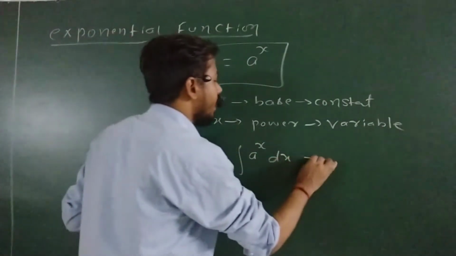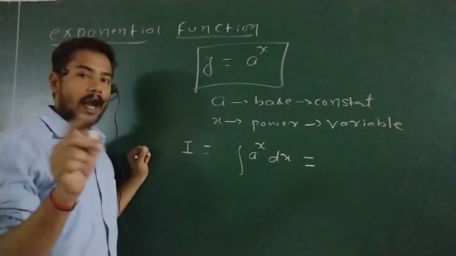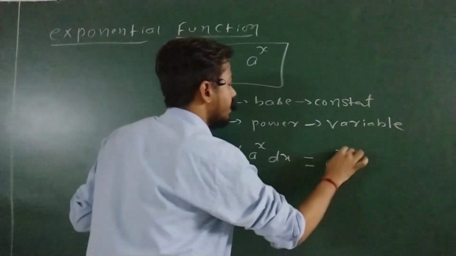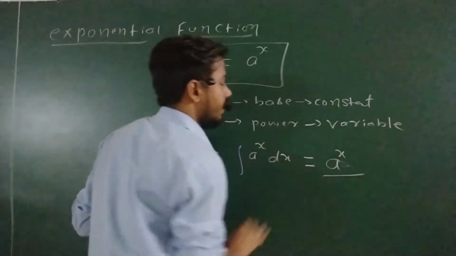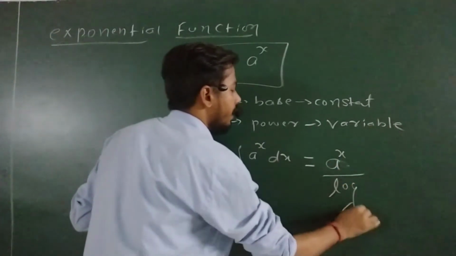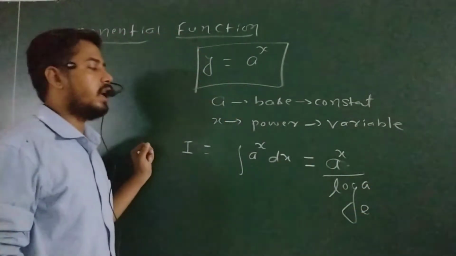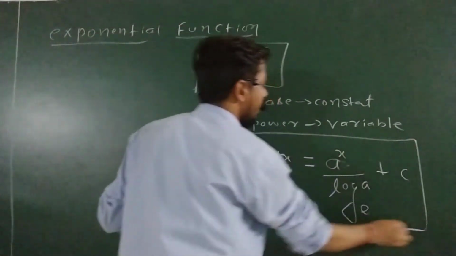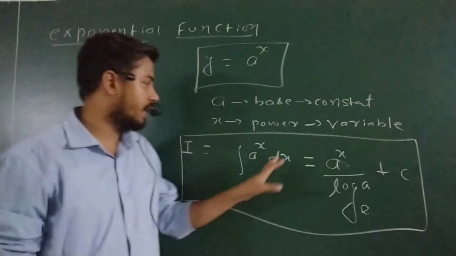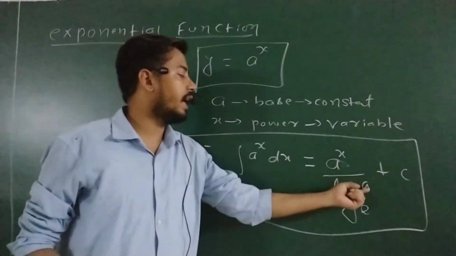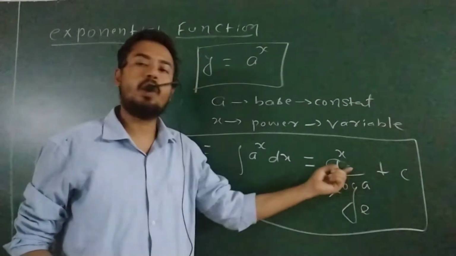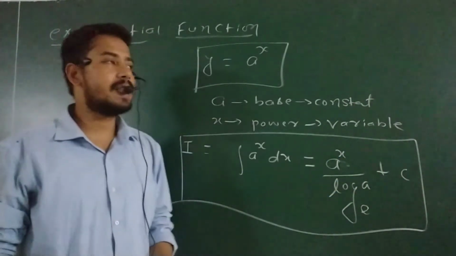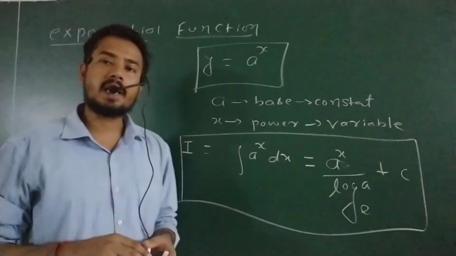Now its integration is very easy. Just remember: put as it is, then divide by log_e a, plus C. I will explain why we can take C, but right now take C only, right? So log_e a, you can say ln of a. So this is the integration of the exponential function.